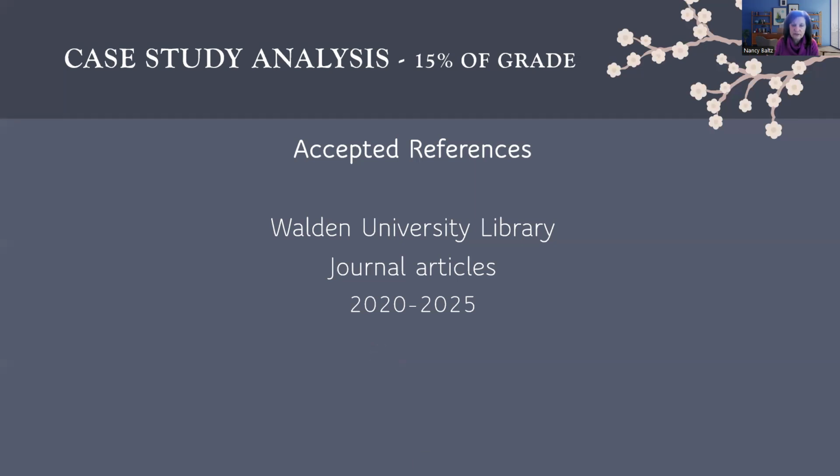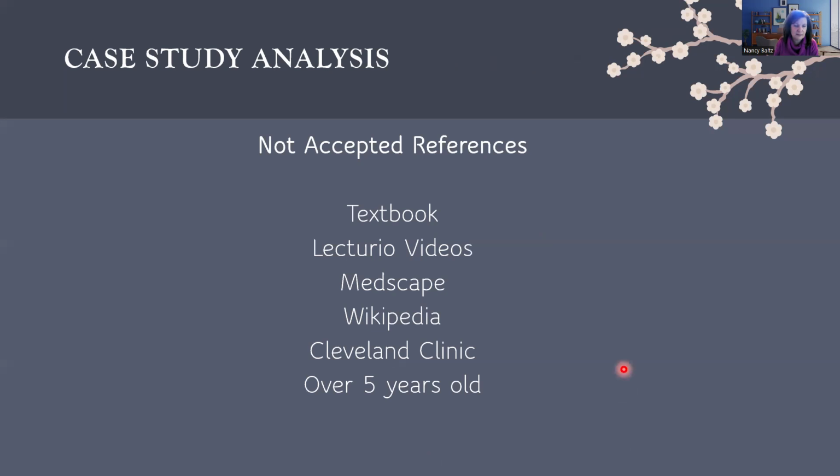That is what is required for all journal articles. So what about literature that's not accepted? This would be the textbook. It's not accepted. The lectorial videos, Medscape, Wikipedia, anything over 5 years old. If you're concerned about a reference you want to use, just reach out to me. I'm glad to help you look at that and make a decision.